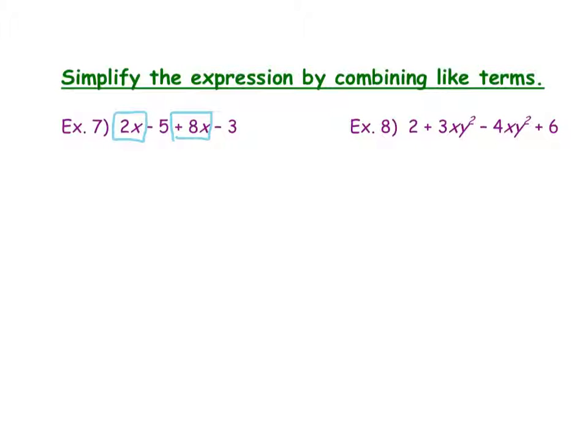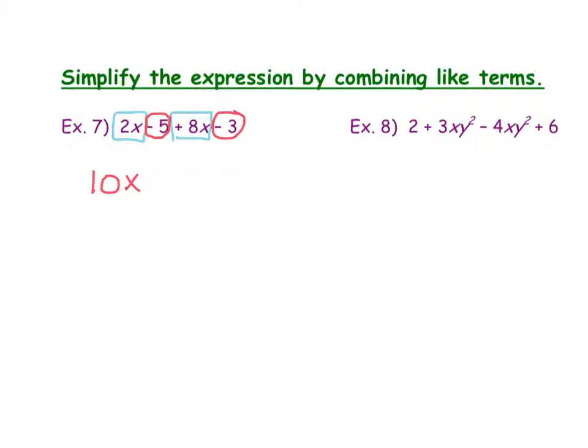And then I'm going to take a different color and I'm going to put a circle around the constant terms that are alike. So a negative 5 and a negative 3. And again, I put a circle around the minus sign that's in front of the 5 and the minus sign in front of the 3 because now I have a negative 5 and a negative 3 that I'm going to combine. So now if I simplify that, I would get 2x plus 8x makes 10x.